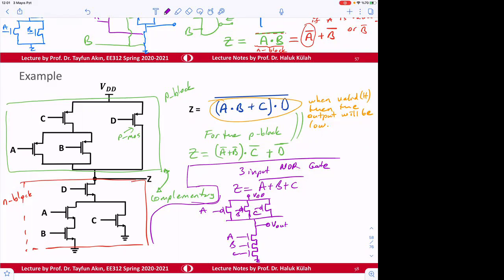Okay, because this thing is going to be equal to A. Did I make a mistake here? NOR gate, right? NOR gate. I made a mistake here. It's not NOR, this is a NAND gate. Okay, I need to draw this again.